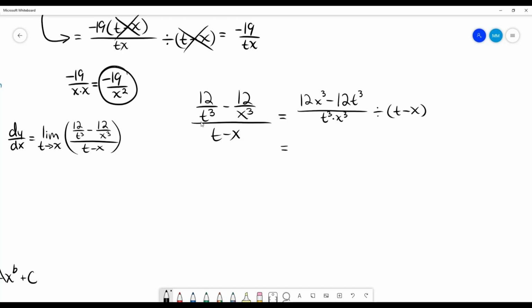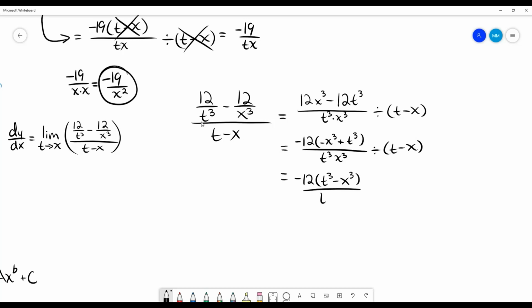We see that we're going to have to factor out that negative again. So we're going to factor out a negative 12 from the top. Goodness, sorry. And that's going to get me a negative x cubed plus t cubed all over this and divided by that. And we just keep on going. And again, I'm just going to flip those around.